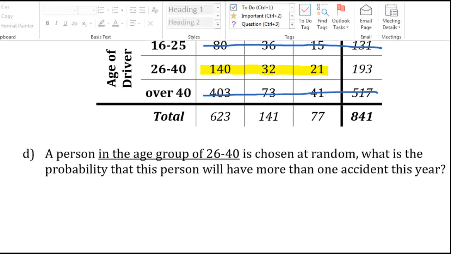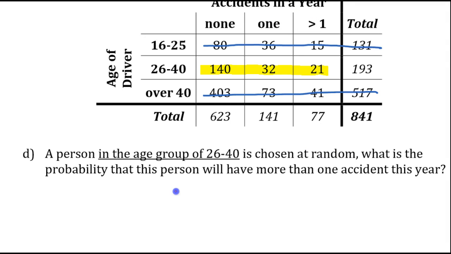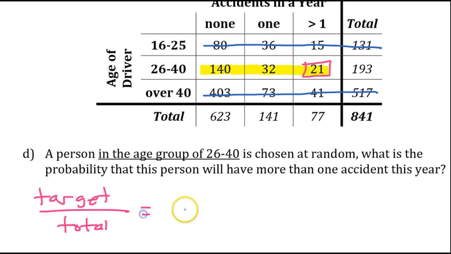So now, what is the probability that the person will have more than one accident? This is the number that represents more than one accident. But for probability, we need to do target over total. The total is this whole age group, which is 193. The target is people that have more than one accident. That's 21 people. All right, so this is the probability.